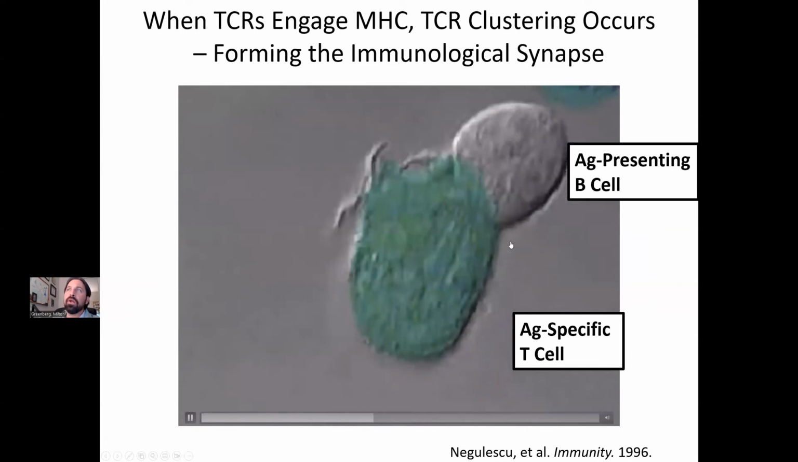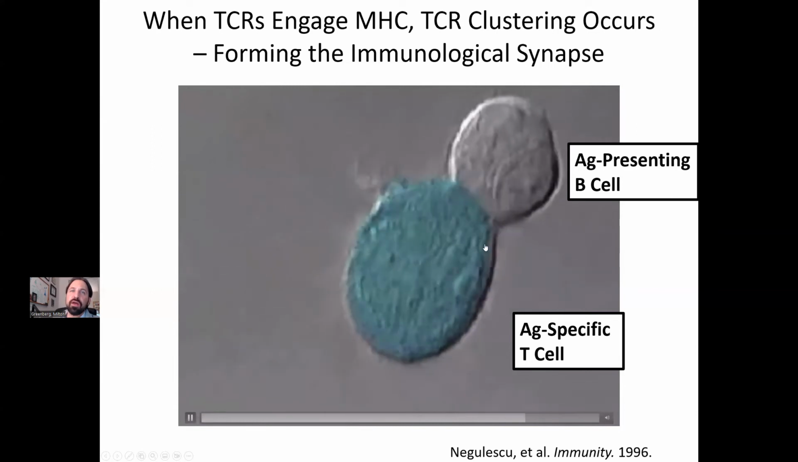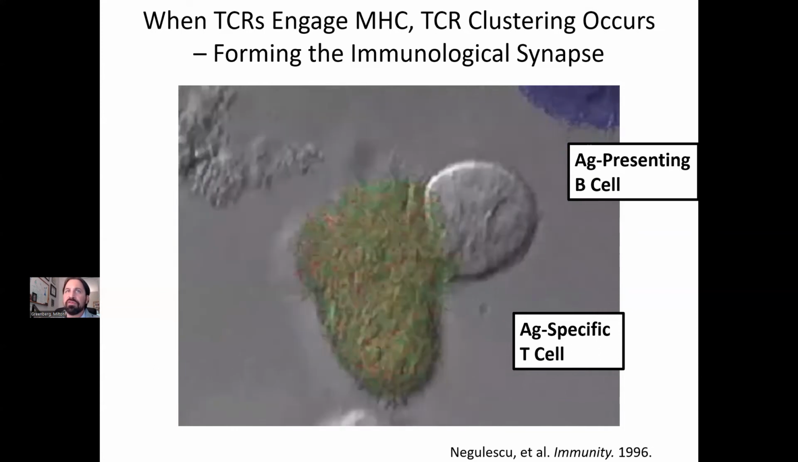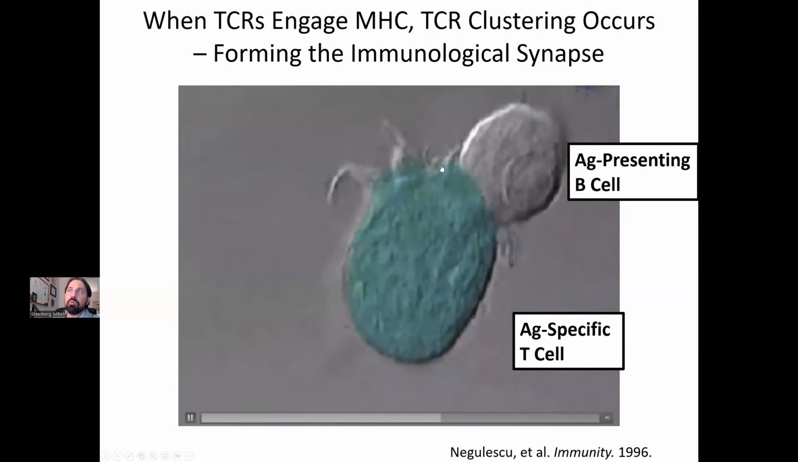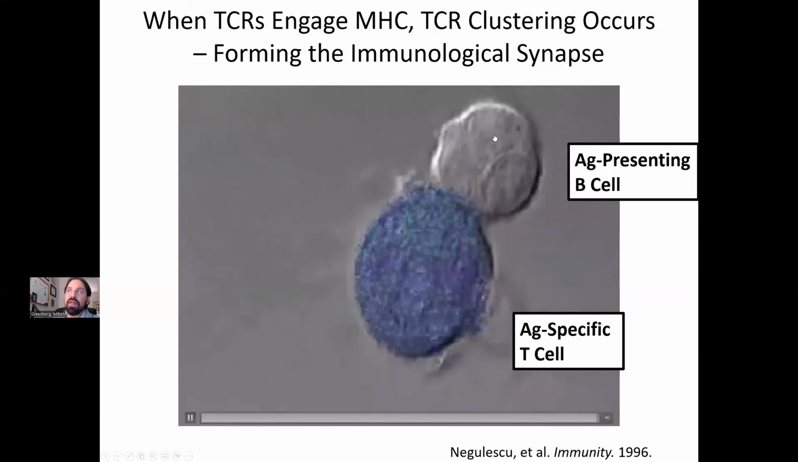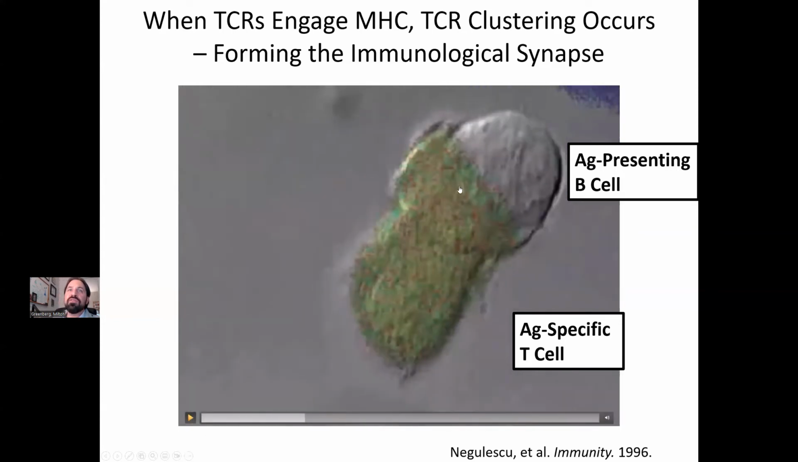So this is the immunological synapse that's being formed. Essentially, all of those receptors and all of those molecules that we discussed on the previous slide are now going to be focused at the interface between the T cell and the antigen presenting cell. If we watch this happening, you can see that as the T cell interacts with the antigen presenting cell, the T cell is expanding its membrane and it's almost engulfing that B cell.